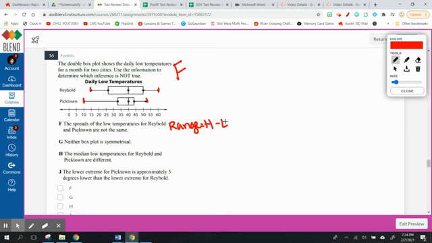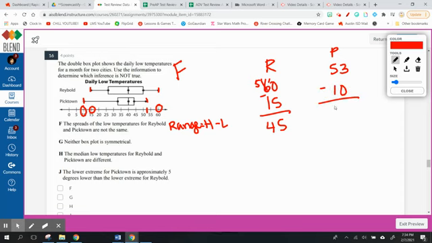So if we take a peek, the low for Raybould is 15. The high is 60. So for Raybould, we've got 60 minus 15, which gives us 45. And the other goes from 10 to, I want to say, 52, maybe, something like that, 53. 53 for Picktown minus 10 would give us 43.